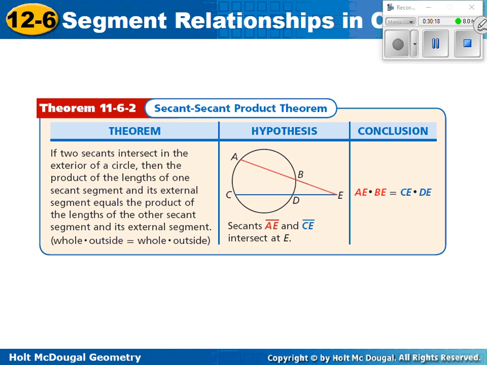If they intersect outside the circle, we're talking about the line segments now, not the angles, but where do the line segments intersect? Outside the circle. It's a little different here in what it turns out to be in your work, but it's the same rule.